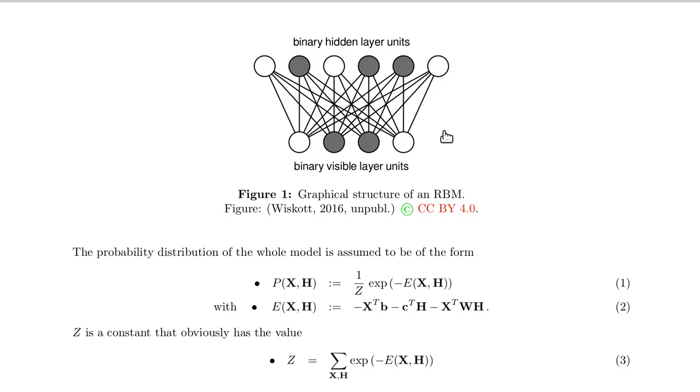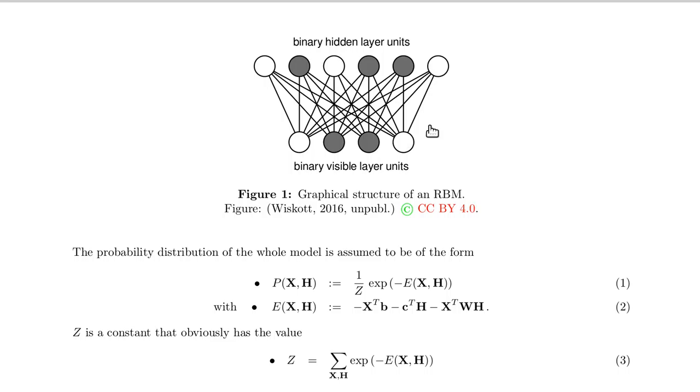And that typically happens in a cycle back and forth. So you would start initializing the input units, then you would sample the output layers independently of each other given the input units or the variables in the input layer, and then you would sample the units in the input given the values in the output, etc., back and forth.